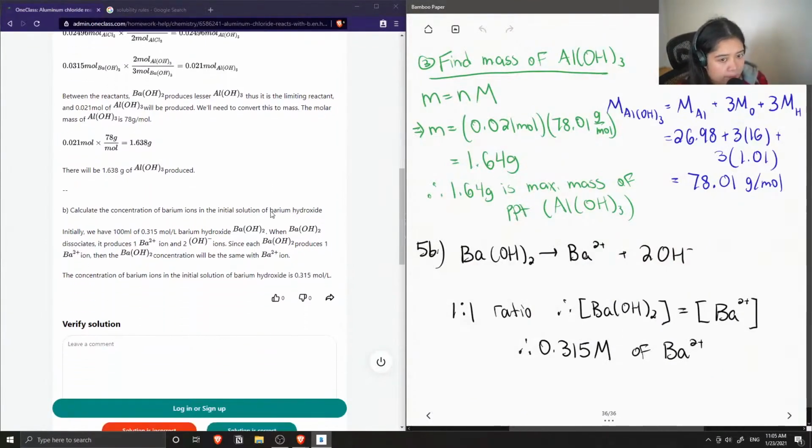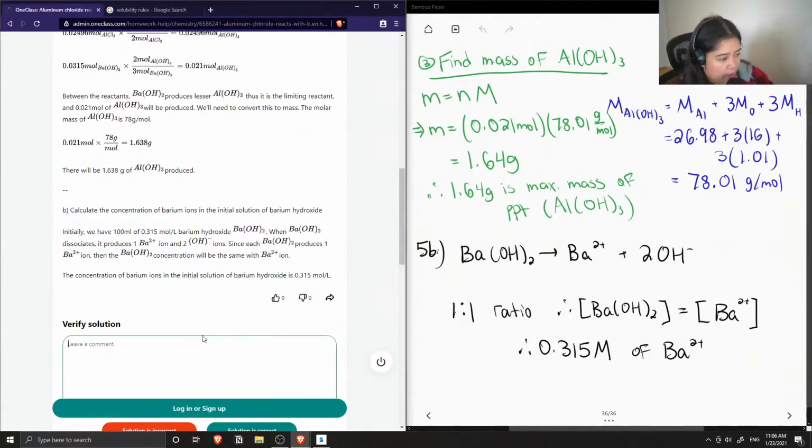Yep. And now calculate the concentration of barium ions. So initially we have 100 mL of 0.315 mole per liter barium hydroxide. And they said that you produce 1 barium ion for every 1 barium hydroxide, so it's just going to be the same concentration. So this solution is correct.